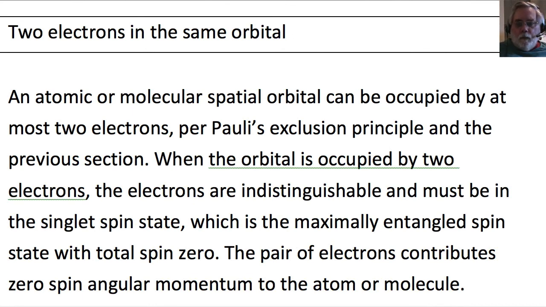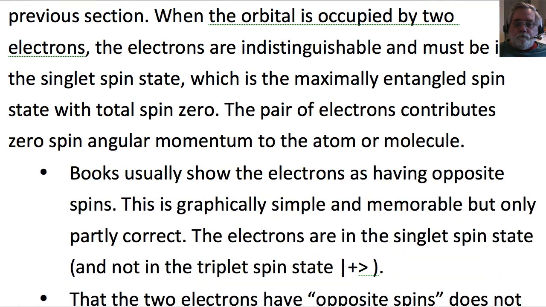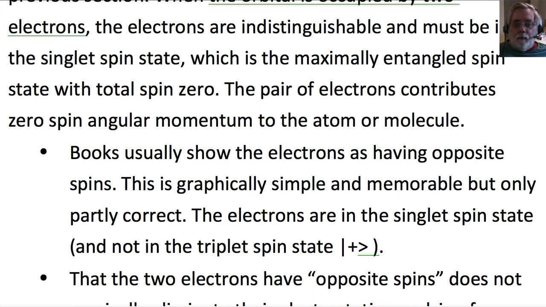Two electrons in the same orbital. An atomic or molecular spatial orbital can be occupied by at most 2 electrons, per Pauli's exclusion principle in the previous section. When the orbital is occupied by 2 electrons, the electrons are identical and indistinguishable and must be in the singlet spin state, which is the maximally entangled spin state with total spin 0. The pair of electrons contributes 0 spin angular momentum to the atom or molecule. Books usually show the electrons as having opposite spins, one up, one down. This is graphically simple and memorable, but only partly correct. The electrons are in the singlet spin state, not in the triplet spin state, ket plus.